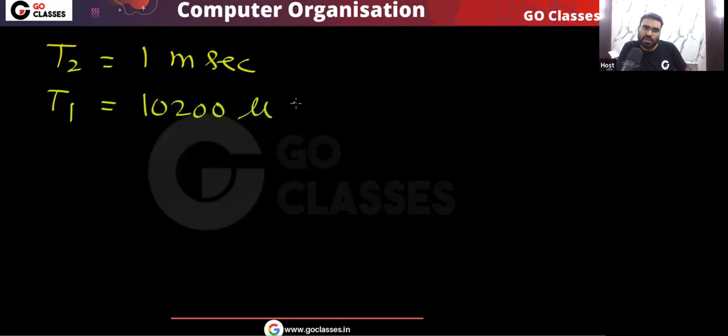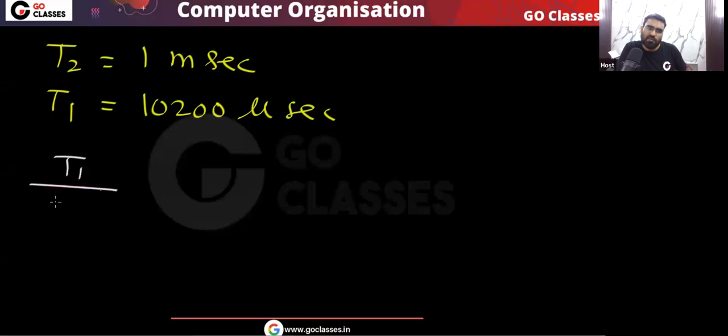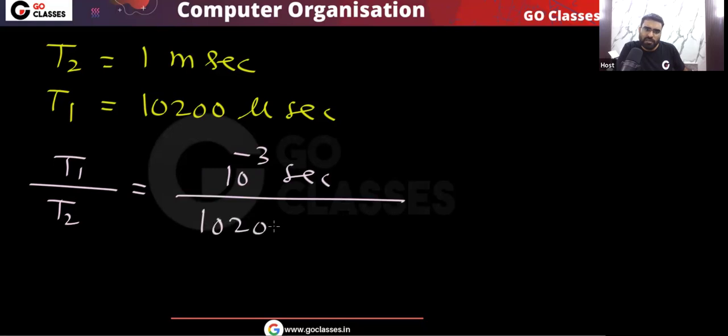So we got T2, that is 1 millisecond, and we got T1. What was T1? That was 10,200 microseconds. Now the question is asking, what is the T1 T2 ratio? T1 divided by T2. So T1 is 1 millisecond. Milli means 10 to the power minus 3 second, divided by T2, that is 10. Micro means 10 to the power minus 6 second.